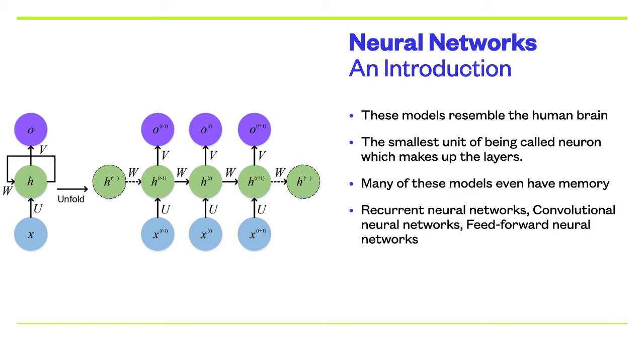So a neuron is what these layers are made up of. Many of these models even have memory, like our brains have. Say, for example, recurrent neural networks. So on the left, you can see a recurrent neural network model, and here is x(t-1), x(t), x(t+1). These are basically inputs at various time steps, t minus 1, t, and t plus 1. So analyzing the input at time step t, the input is x(t).